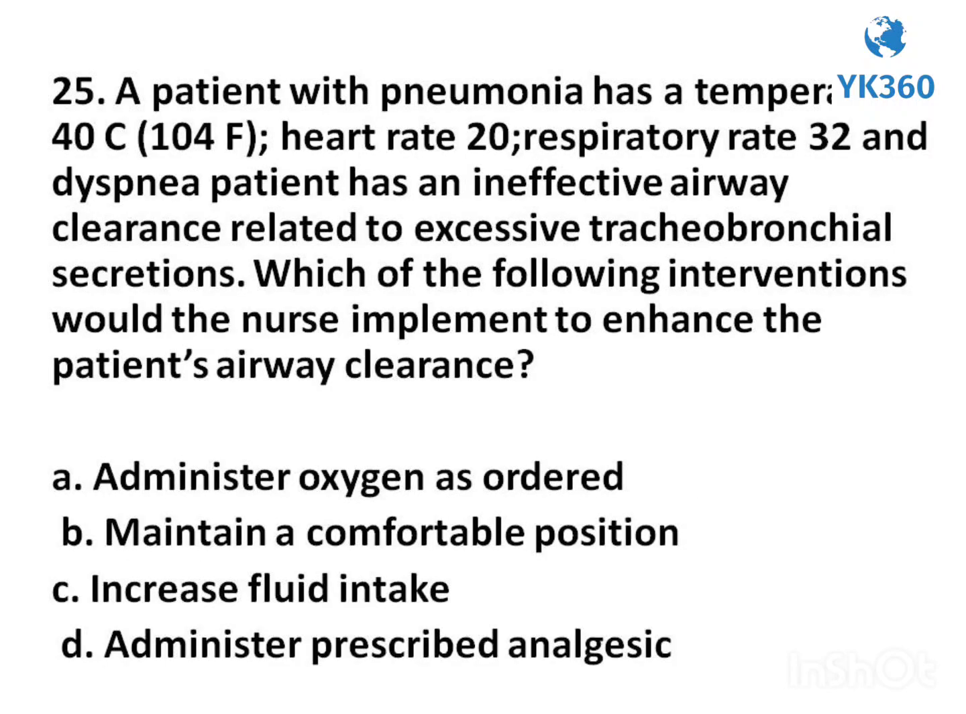Question number 25. A patient with pneumonia has a temperature 40 Celsius, 104 Fahrenheit. Heart rate 120. Respiratory rate 32 and dyspnea. Patient has an ineffective airway clearance related to excessive tracheobronchial secretions. Which of the following interventions would the nurse implement to enhance the patient's airway clearance?